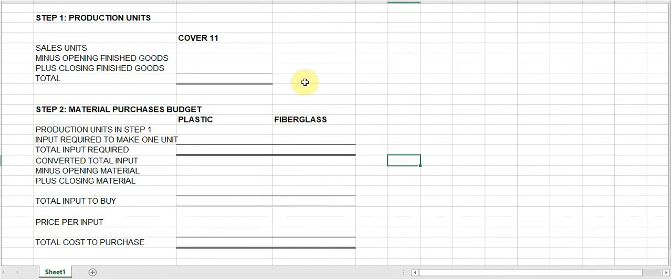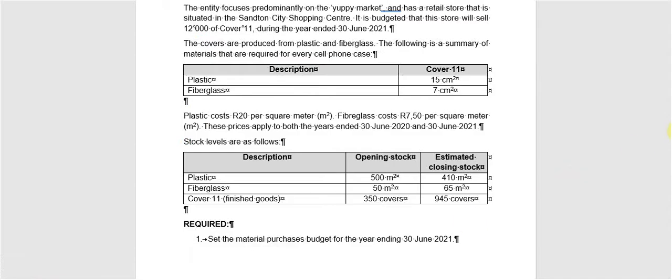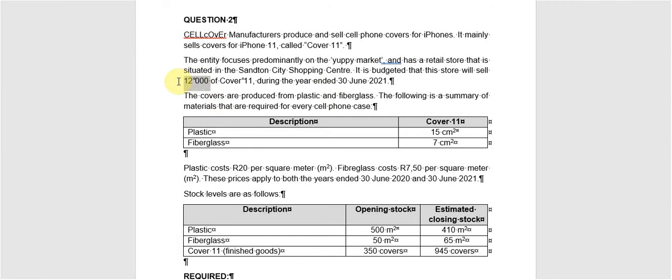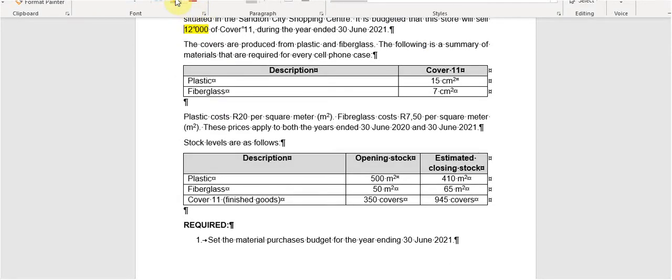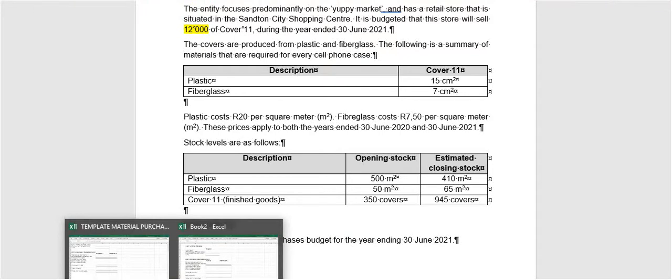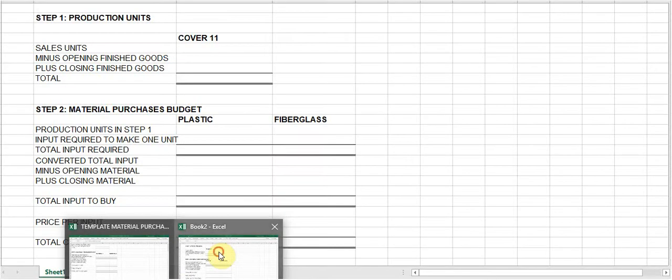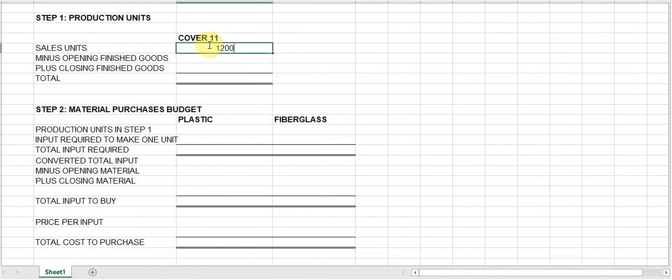Righto. We need to start with our production units, and we need to look for the sales units. We need to minus the opening finished goods and add the closing finished goods. Going back to the question, in the introduction they tell us they will sell 12,000 covers in the next year. Our opening stock was 350 covers, while our closing stock was 945 covers. I'm just typing that in. 12,000 covers sale.